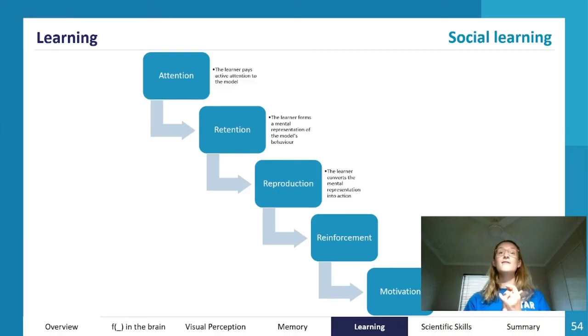So the learner converts the mental representation into action, but they actually don't perform the behavior yet. The learner must have the physical and intellectual ability to convert the representation that we got in retention into action. For example, if my sister was doing a really cool skateboard trick, reproduction is referring to, do I have the intellectual and physical capacity to reproduce this behavior? If yes, we can move on to reinforcement, the next stage.